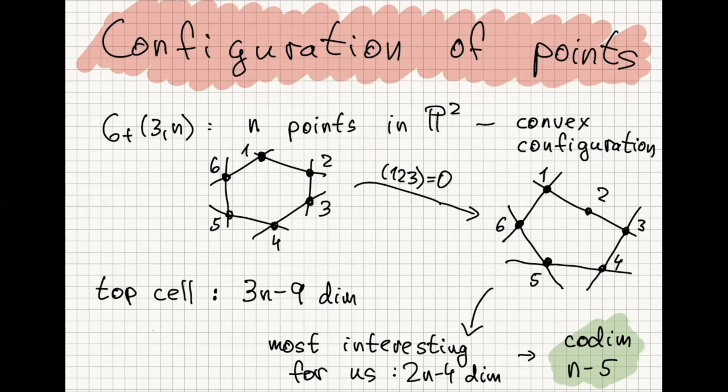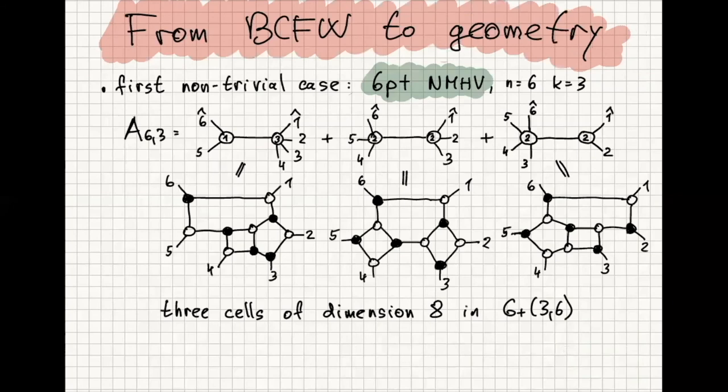these are the cells in the positive Grassmannian we need for tree-level amplitudes and BCFW recursion that we care about in physics. All the other cells are also important, but they are mostly relevant for loop amplitudes, not tree-level amplitudes. So for G3N, we have to impose n-5 conditions. So it's codimension n-5 cells that are of our interest. For G36, which is the thing on the board, it's one condition. So indeed, for 6 points, the cases where we impose one condition are the ones that are relevant for us.